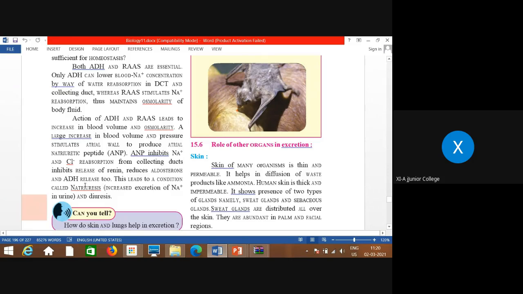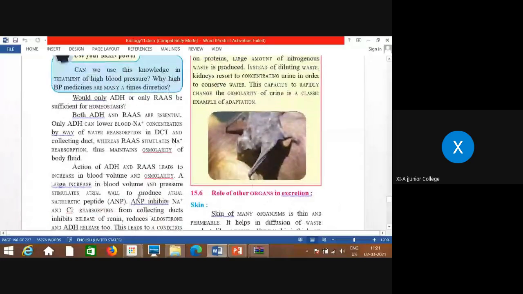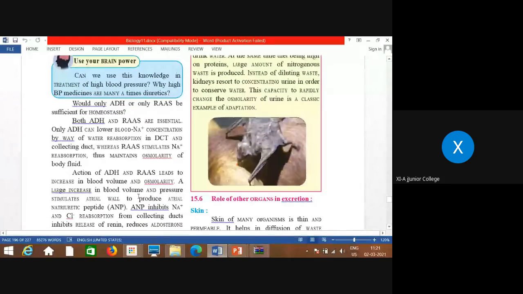And this leads to a condition. If this is not functioning, or it is functioning in the opposite way, then it leads to natriuresis, that is increased concentration of Na ions in the urine, as well as diuresis, that means diluted urine. So this is about the composition of urine, concentration of urine, and the role of ADH and RAAS in the maintenance of ions and water in the urine composition.